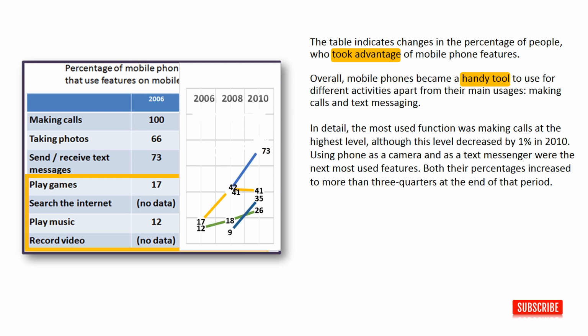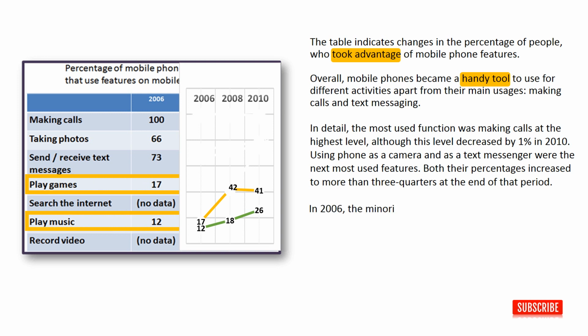The other 4 trends can be grouped into 2 paragraphs. Play games and play music have a similar name. Both of them are playing activities. They can be grouped into 1 paragraph. For searching the internet and record video, similarly, there was no data in 2006. And their percentages increased dramatically. So, they can be grouped into another.